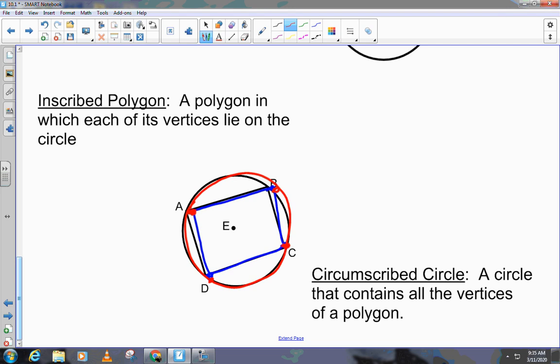So if I looked at this, I could say that it's an inscribed polygon, and I'm talking about the polygon. It's in a circle with its vertices lying on the circle. I could also look at this and say this is a circumscribed circle because it surrounds the polygon and contains each of the vertices of the polygon, okay? So that's going to be important to remember for things coming up.